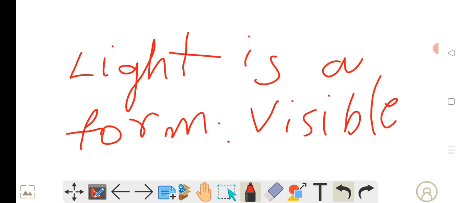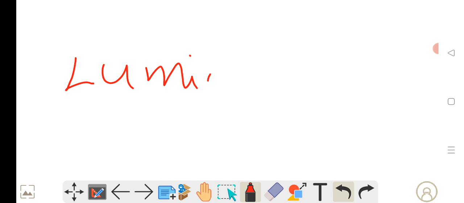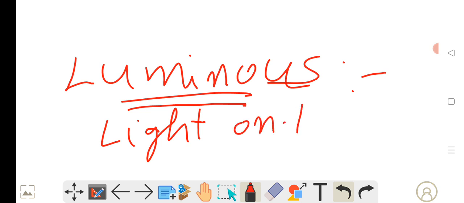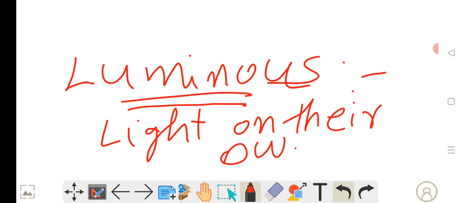Now in this universe, there are some objects which can give light on their own. Those objects we call luminous objects. Luminous objects means the objects can give or produce light on their own. In these luminous objects, we have two types. One is natural luminous objects and the other one is artificial. In natural luminous objects, we have the sun, stars, and the glowworm. Some types of fish, bacteria and jellies can also produce light on their own.